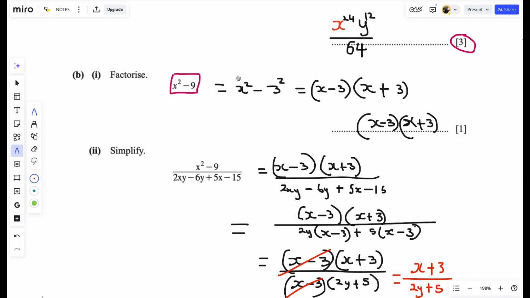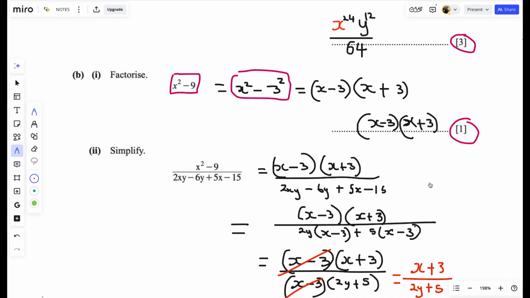So once you have this type of factorization, we call it difference of 2 squares. You don't need to do anything, just say x minus 3 in one bracket, x plus 3 in another bracket. That's it. Because to them it's easy, they just made it 1 mark. But it's worth 2 marks.